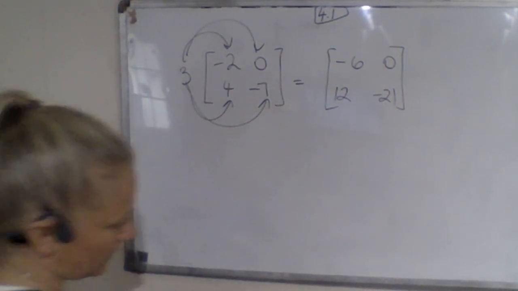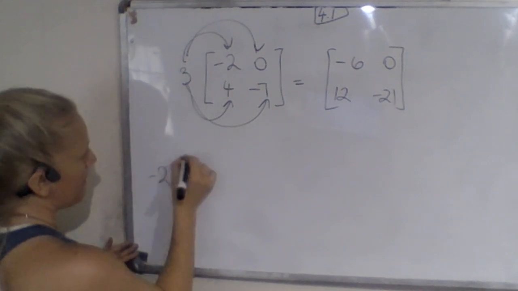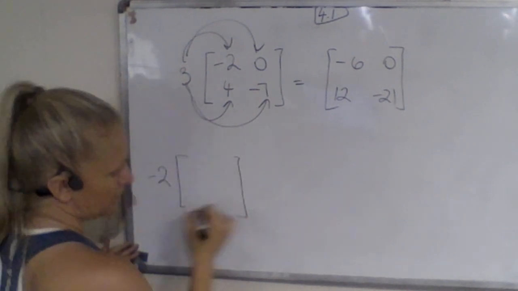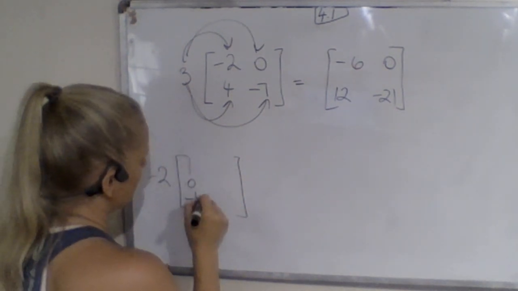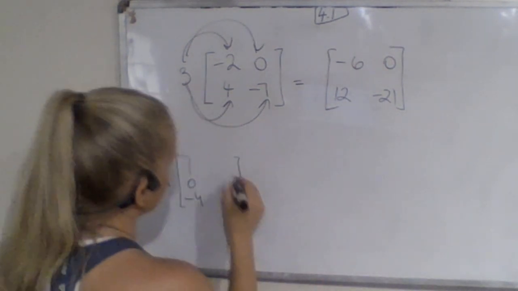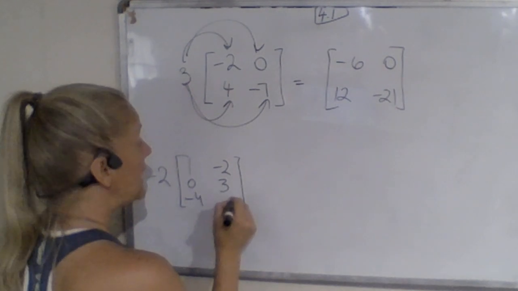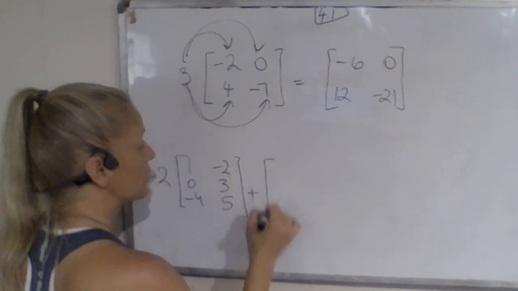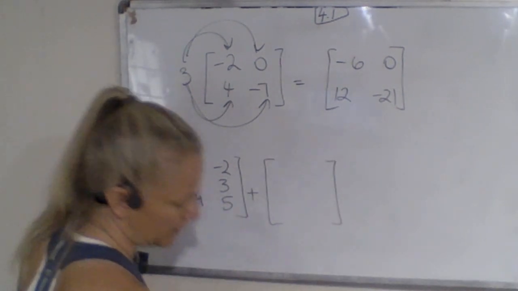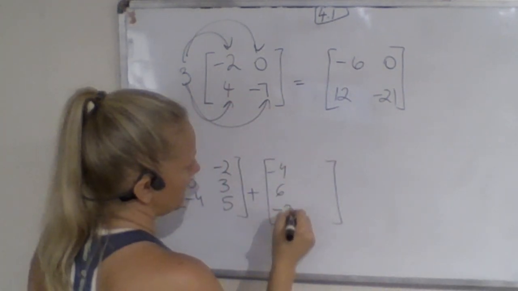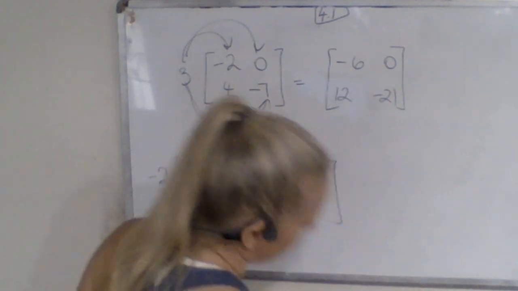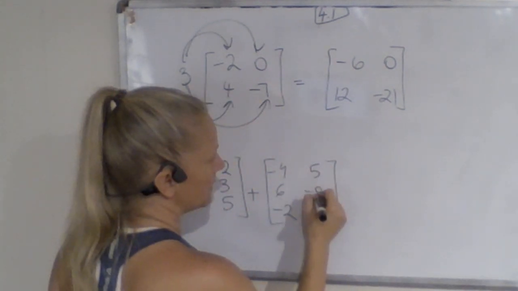Let's do the second example. Negative 2. And my matrix is 1, 0, negative 4. My second column is negative 2, 3, 5. But now they're adding something else to it, and they actually make you also add another matrix. Negative 4, 6, negative 2, and 5, negative 8, and 6.